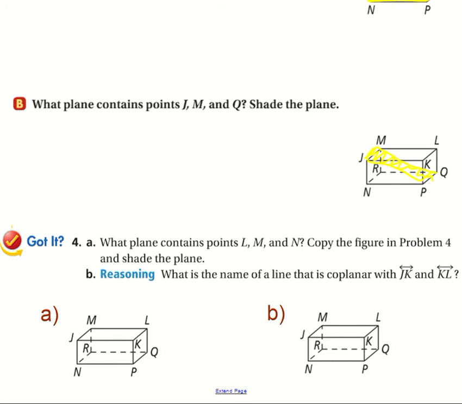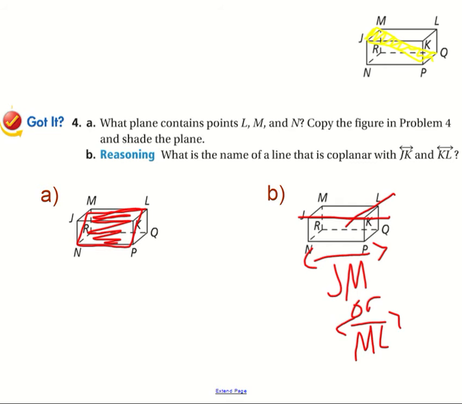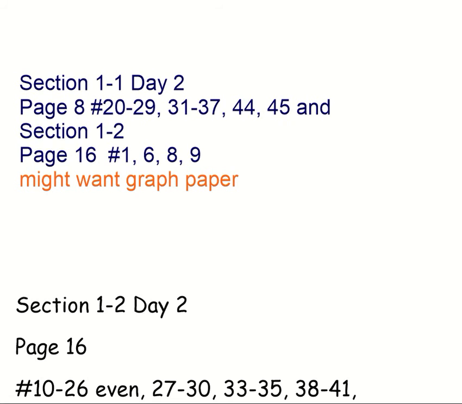So what I'd like you to do now, pause the video, answer question 4A and B. So here are my answers to this. You can see my plane shaded in, and you can see that either JM or ML would be coplanar with those 2 lines.